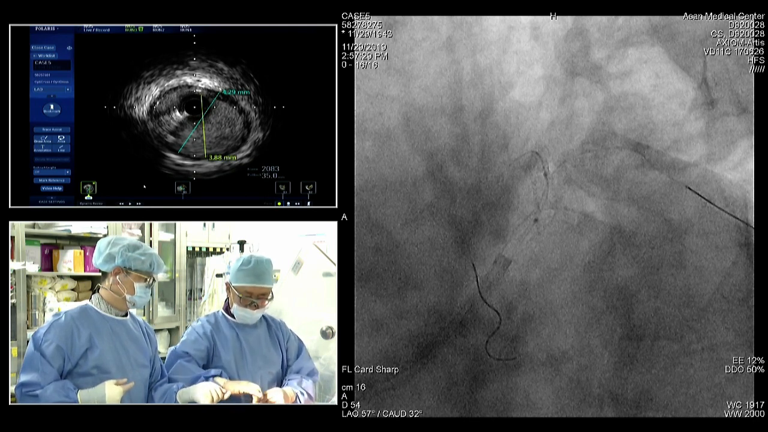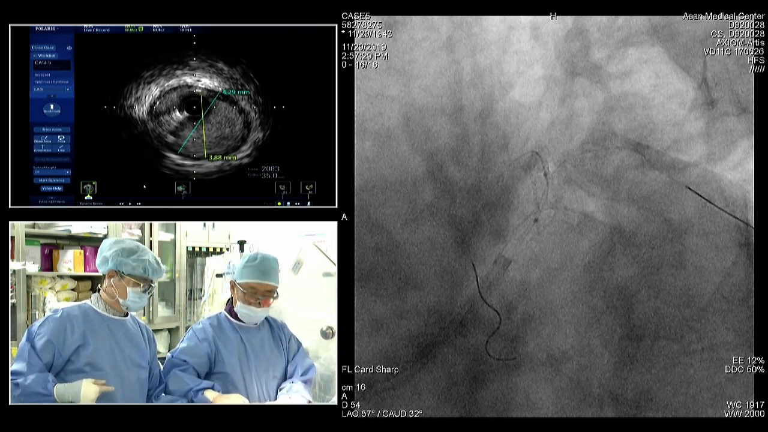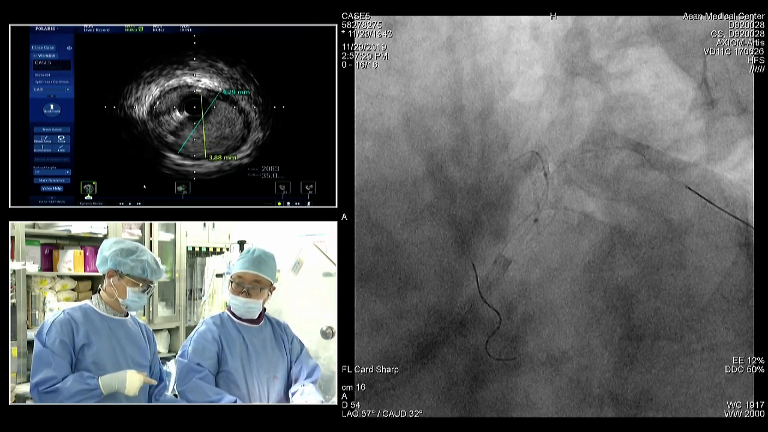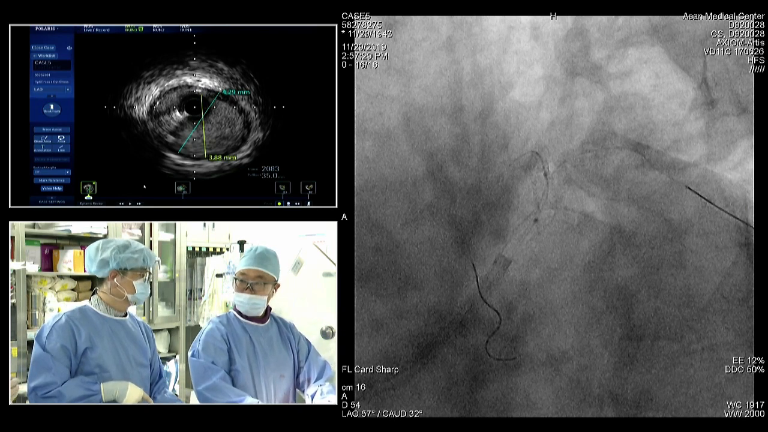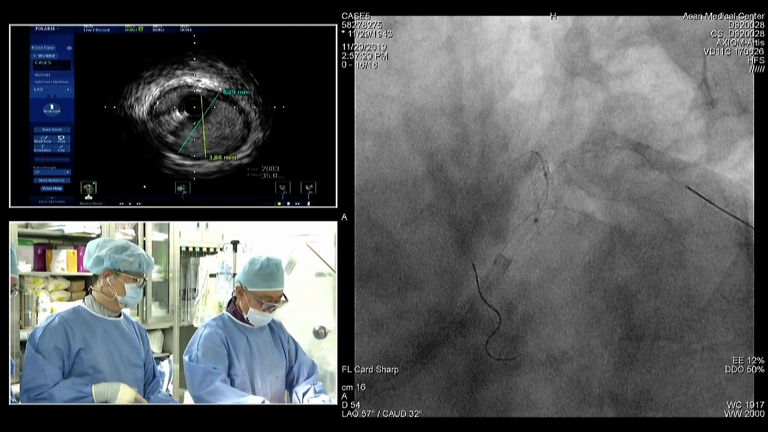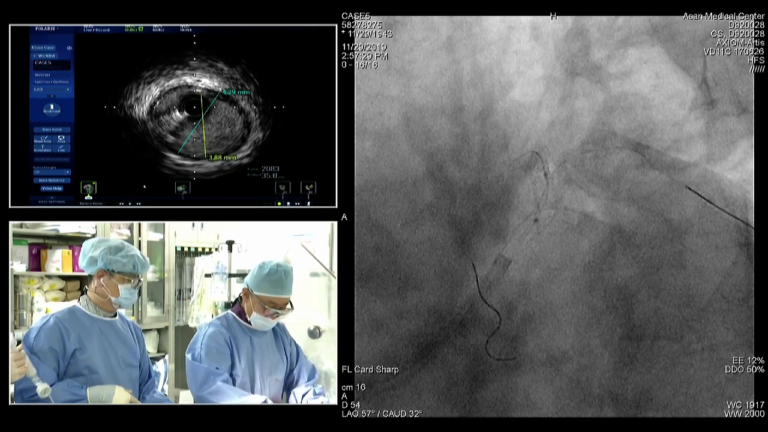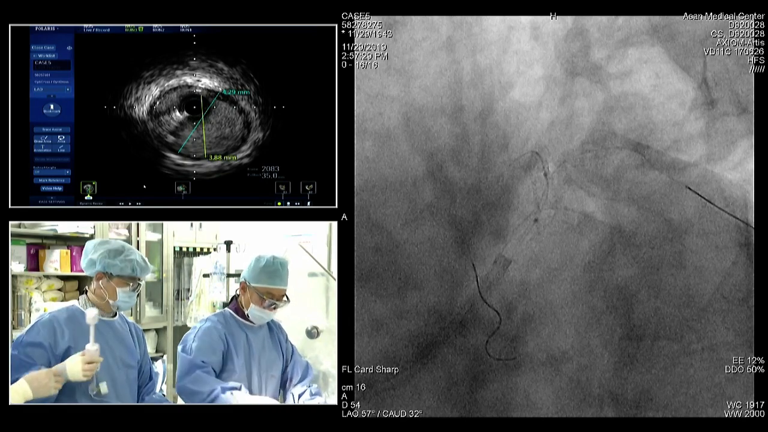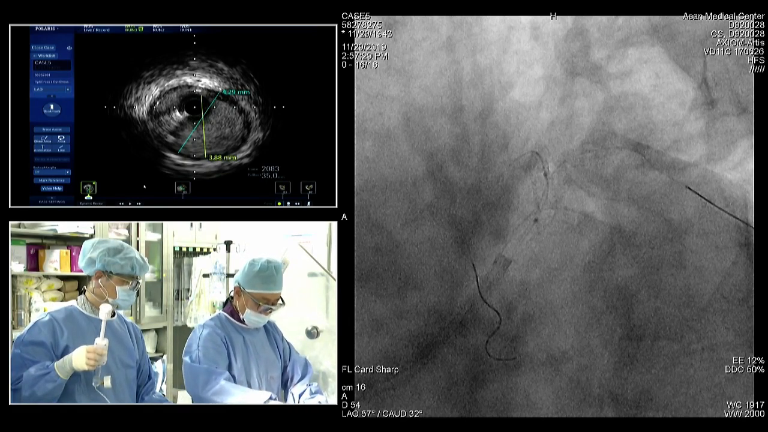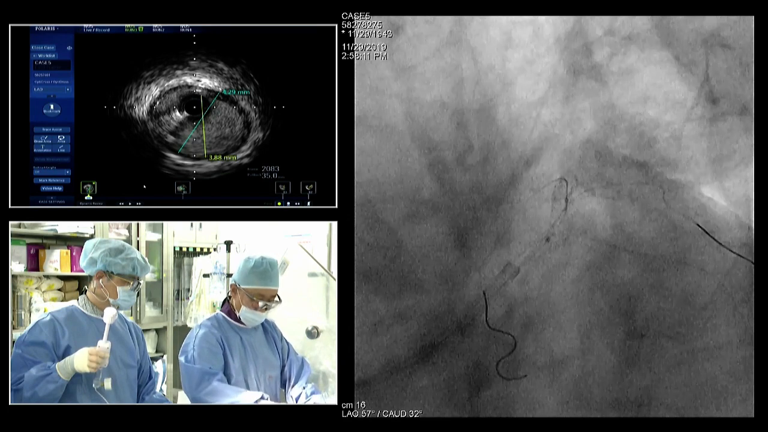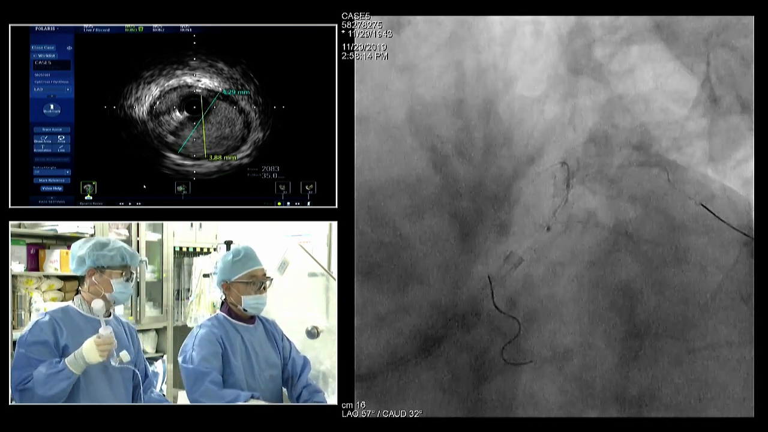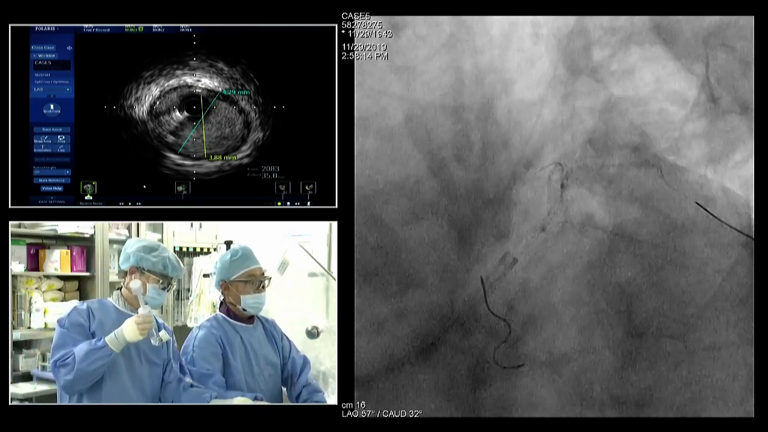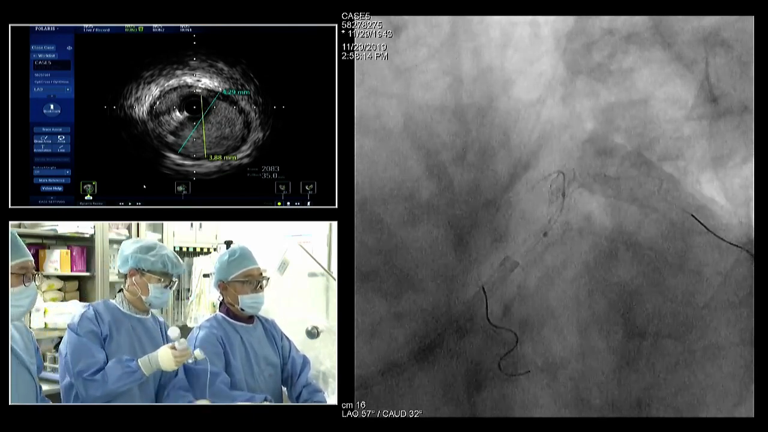So in the first case, the initial SYNTAX score was 47, and we reduced it to 6. In this case, we measured the residual SYNTAX as 5. Oh, good. We reduced the score from 46. I definitely believe that if you do complete revascularization, the long-term result would be very nice, even for a complex left main lesion.